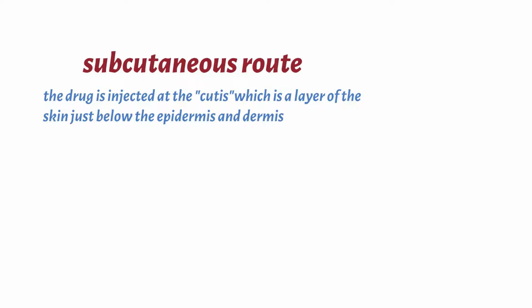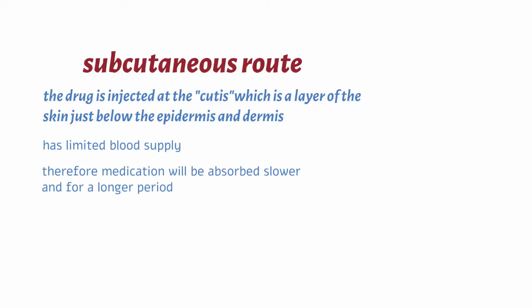We also have the subcutaneous route, and in this the drug is injected at the cutis, which is a layer of the skin just below the epidermis and the dermis. This tissue has limited blood supply, therefore medication will be absorbed slower and for a longer period. For example, the hormonal implants are administered through the subcutaneous route.